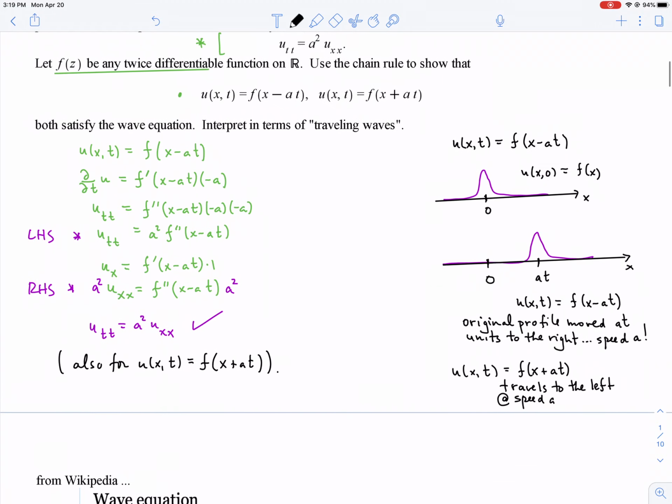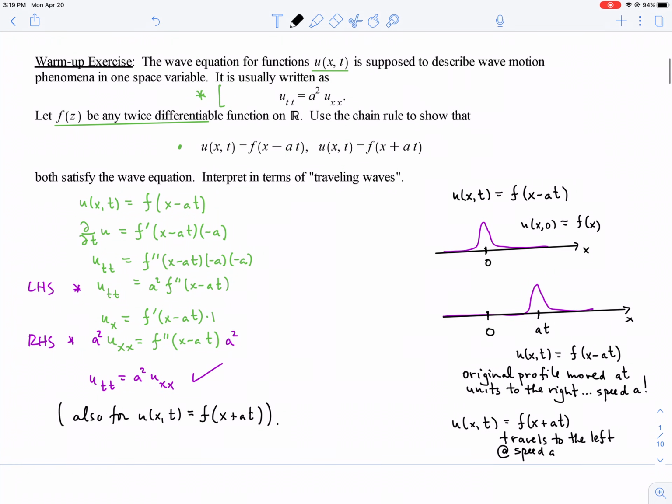Okay, now what's the meaning of these solutions? Well, I pre-drew a picture here so I wouldn't have to waste time in the video. But this would work for any twice differentiable function f. Let's take what we call a bump function, where the graph of f is 0 most places, but has a bump somewhere, and let's make the bump at 0. So this purple picture is the graph of f of x, which is also the graph of u of x,0.